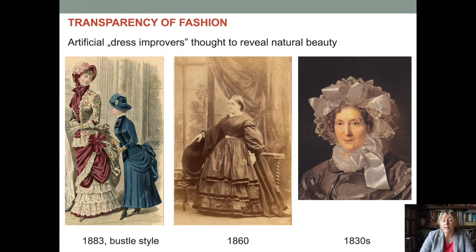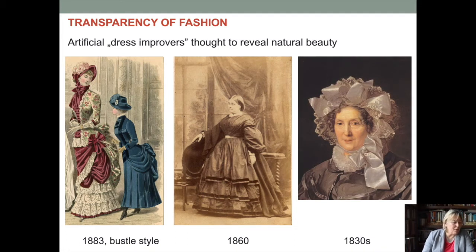And what we can observe is the same fashion, the same shape, the same use of the artificial dress improver, so the elements of underwear that would shape the silhouette. So it was worn by everyone, including the occasions in which children were dressed up in more formal clothes.